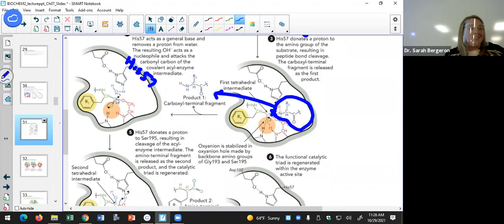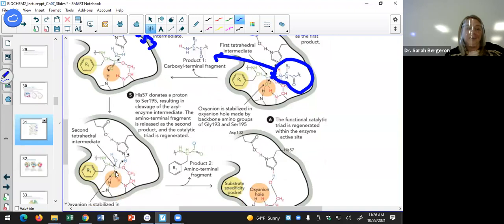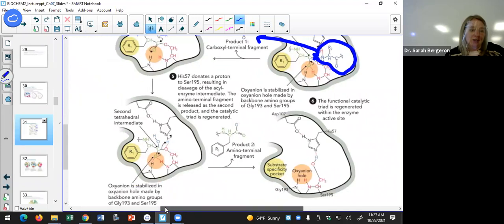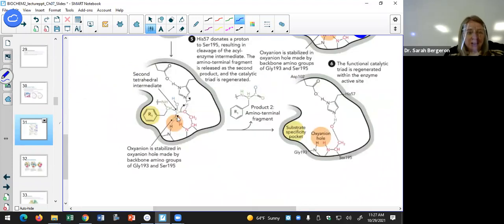When that attack occurs, you're going to lose that double bond there, right? We lose the double bond, and we're going to actually cleave our intermediate. So then we can release our amino terminal fragment, and we're going to regenerate our catalytic triad. That's what they call it, our really special setup. Okay, so if we look at our second intermediate, which residue is this? This one is serine 195, right?